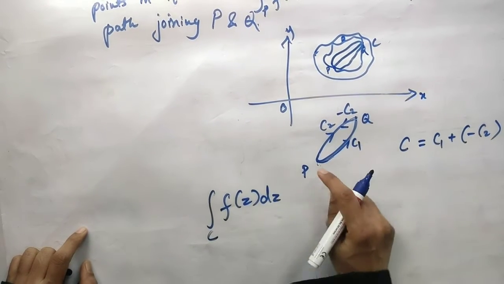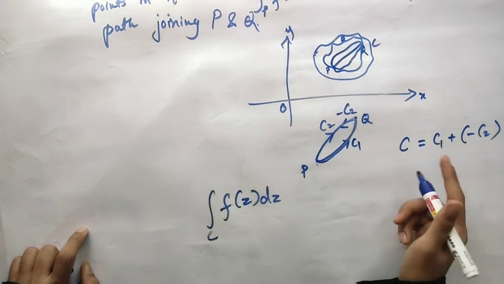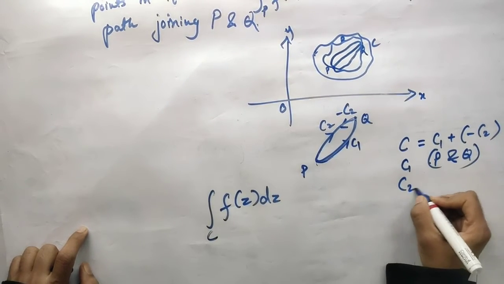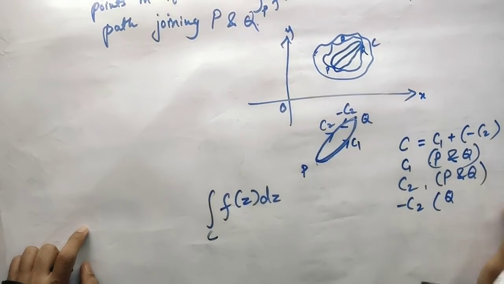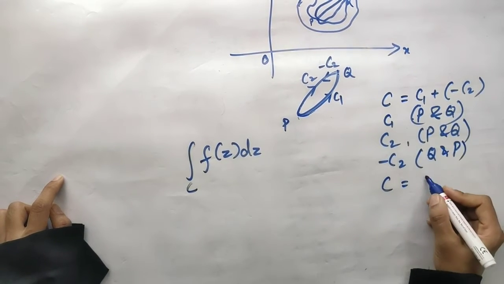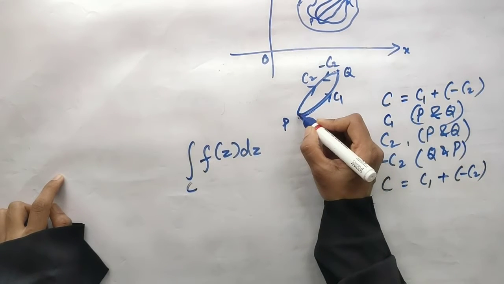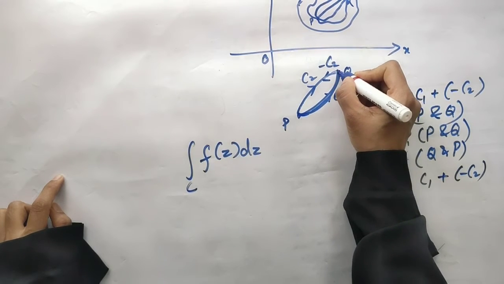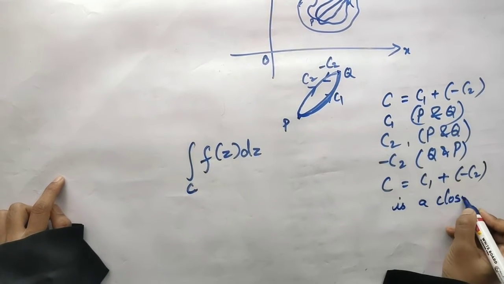Now this is a closed curve. If you are starting with P, you are starting with P from C1. Yes, C1 is a curve joining P and Q, right? C2 is also a curve joining P and Q. But what is minus C2? It is the curve joining Q and P, right? So what is my C? I am saying C is C1 plus minus of C2. So with C1 you start from P to Q, again from minus C2 means from Q to P. So it's a closed curve. C is a closed curve.